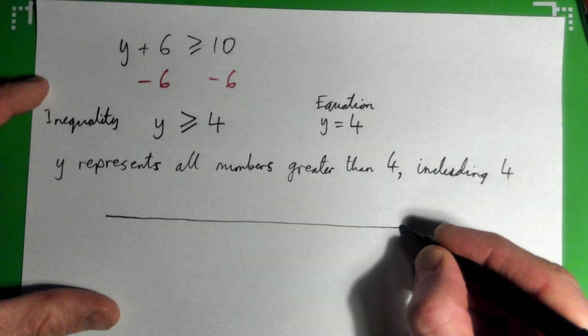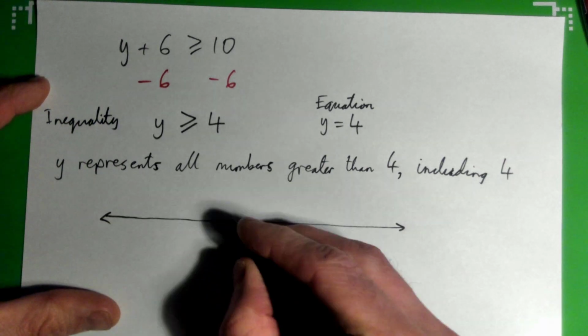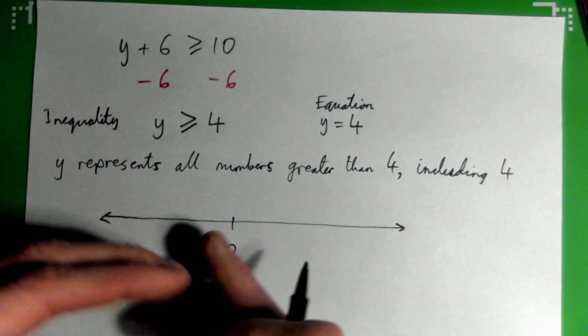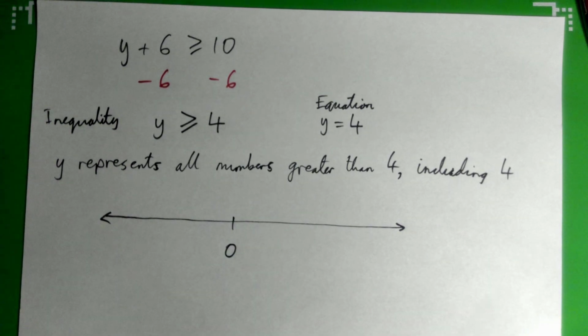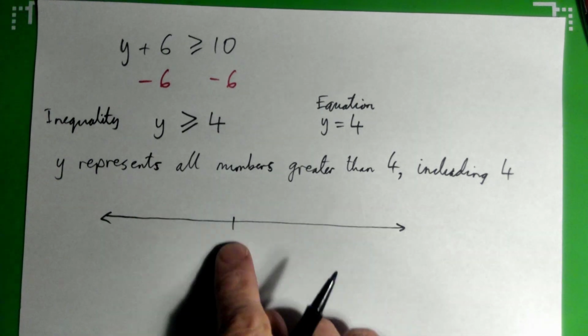Here's a number line. I'll just put 0 right here in the middle. You can draw that, right? You can draw a straight line. You can put 0 here. You okay with that? Draw a straight line, put 0 there. That's all we've got to do.